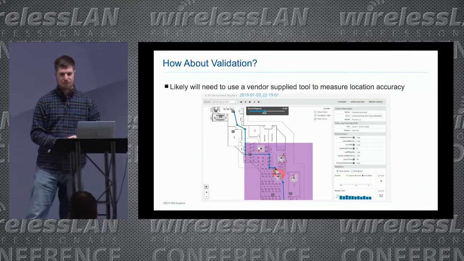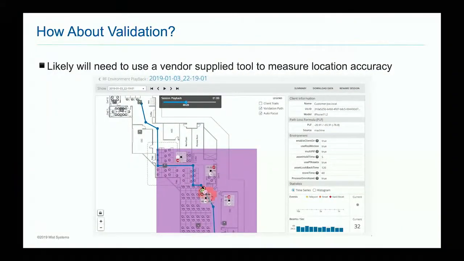And how about validation? You do a design, that's pretty good. But when you actually validate the location design, typically there aren't really tools for that. You'll typically be using a vendor tool, or just walking around, and if you've built an app on top of the location deployment, you'll be using the app to validate. So there's usually some sort of manual validation that goes into ensuring good location accuracy.